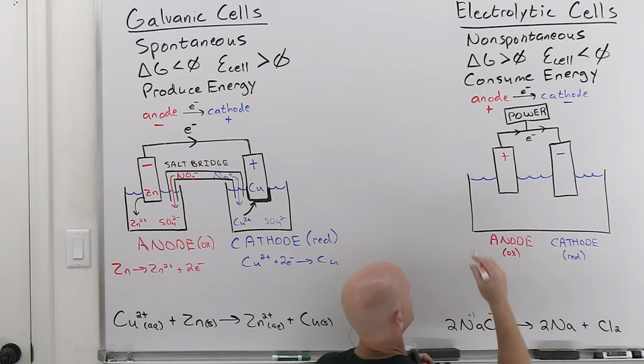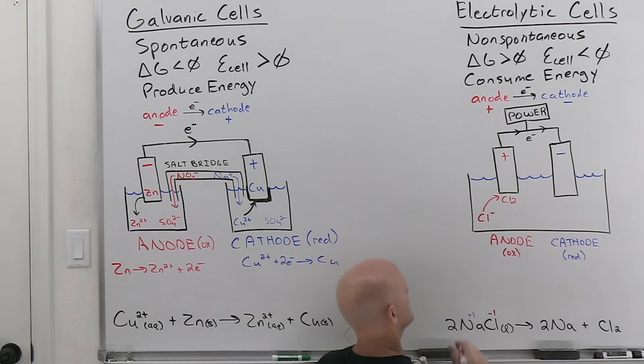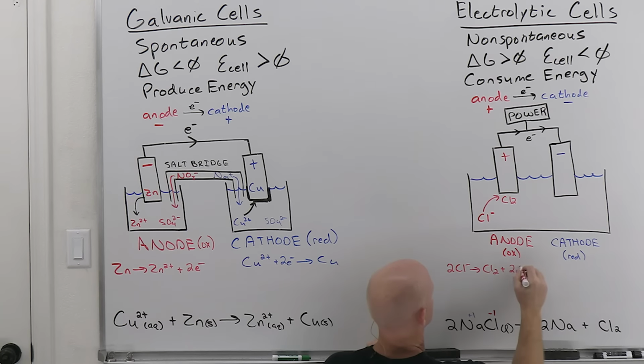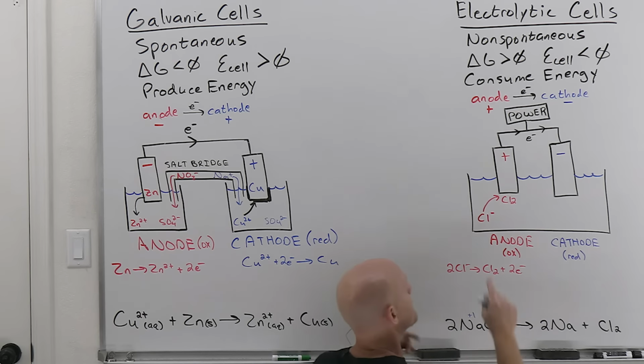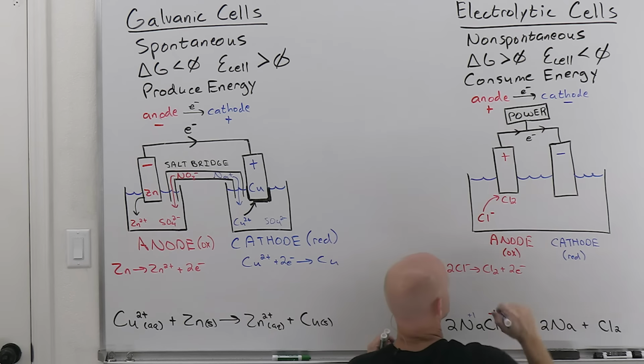And so in this case, you're going to have Cl- turning into Cl2 and losing some electrons in the process. So if we take a look at this, we've got 2 Cl- go into Cl2 plus 2 electrons. Loss of 2 electrons, it's oxidation. And then those electrons get transferred through the wire. They get pumped through the wire by our power source.